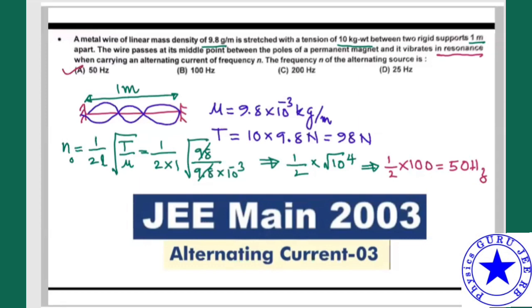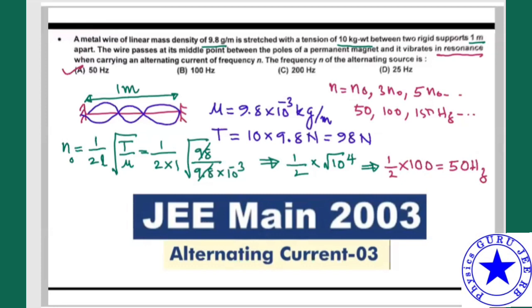How will it resonate? N is equal to N0, 3N0, 5N0, like this. The wire will oscillate in resonance at 50 hertz, 150 hertz and so on continuously. Hope it is clear. Understood?